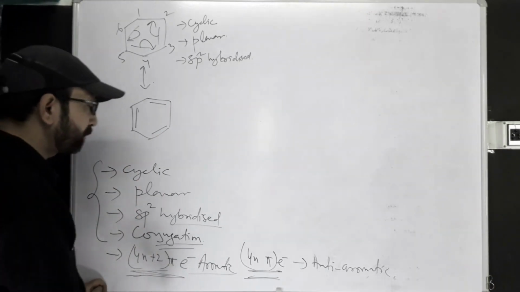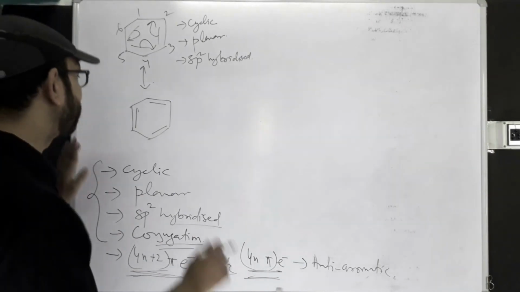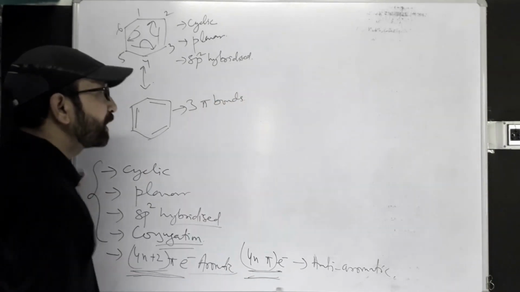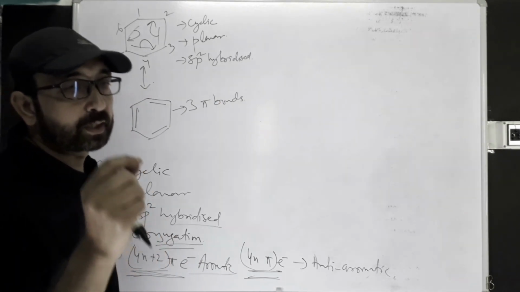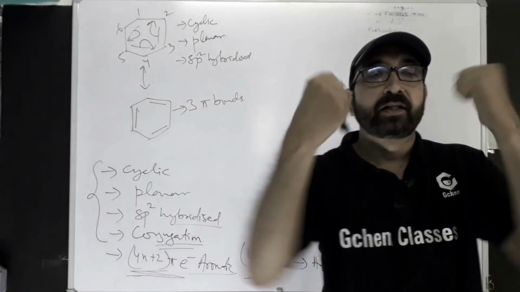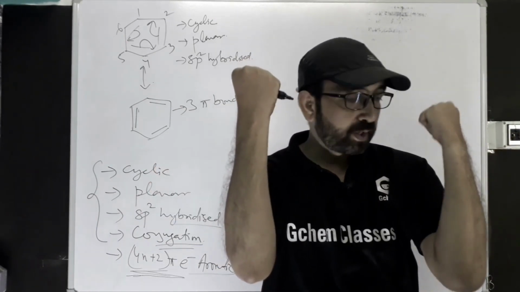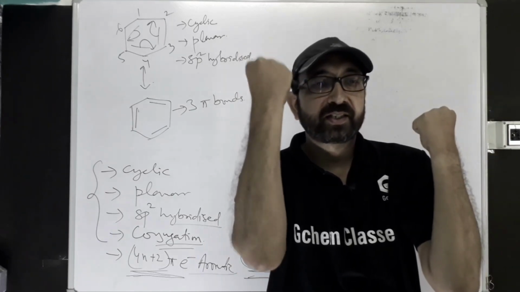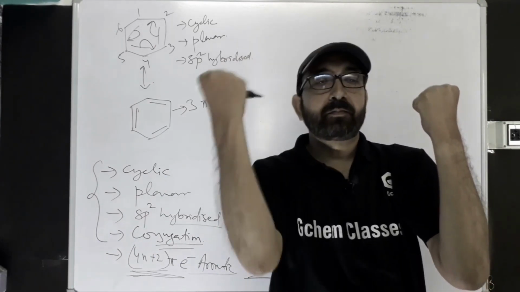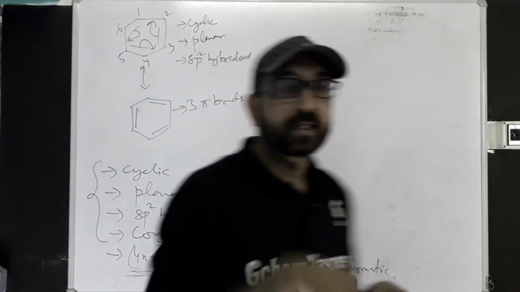Now we have to see whether it follows 4n plus 2 or 4n pi electrons. How are you going to calculate this? Before that, you have to see how many pi bonds. 3 pi bonds are available, and 1 pi bond has 2 electrons. How is a pi bond forming? This is a sigma bond, head-to-head overlap, and a pi bond is lateral overlapping. So 1 electron is here in this carbon, and in the adjacent carbon 1 electron is down. So this upper electron will jump, and this lower electron will jump. So it will look like an electron cloud.